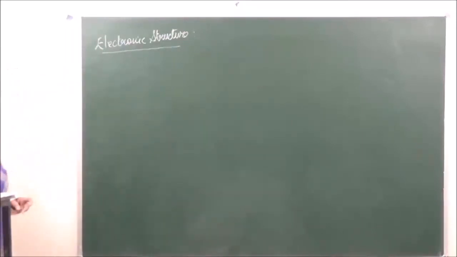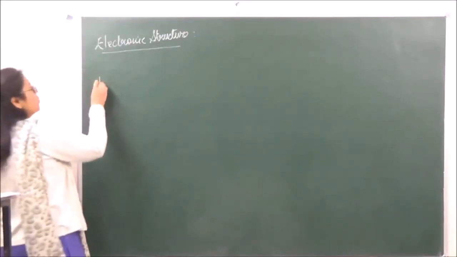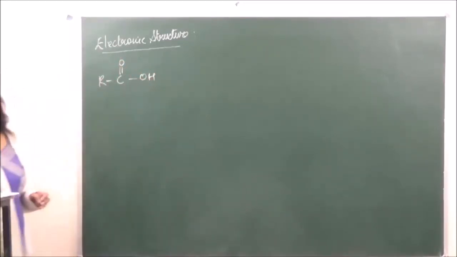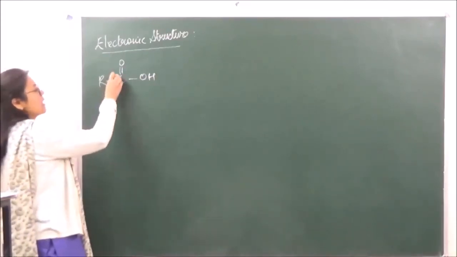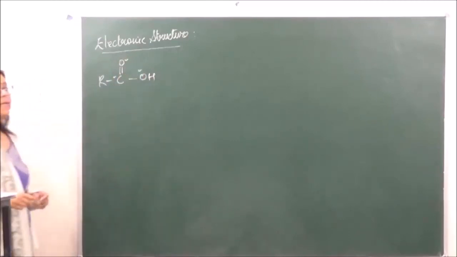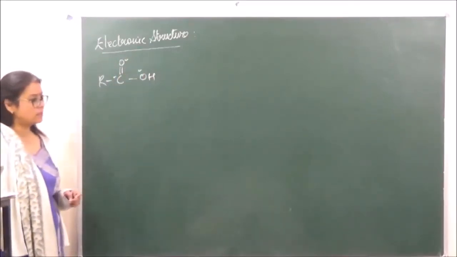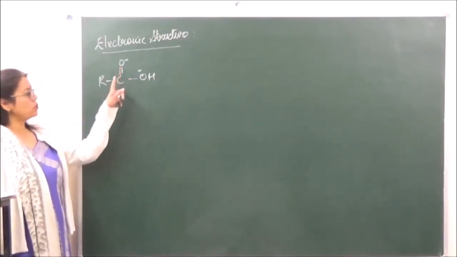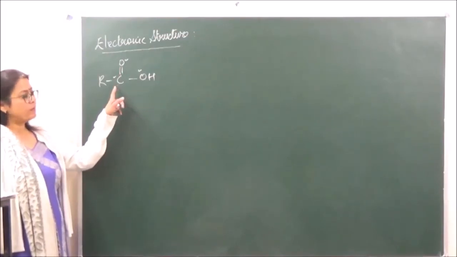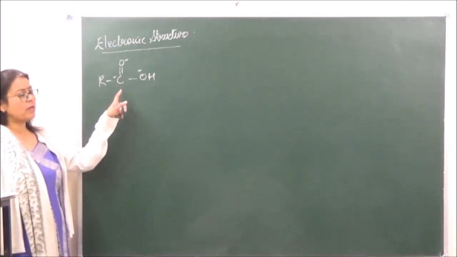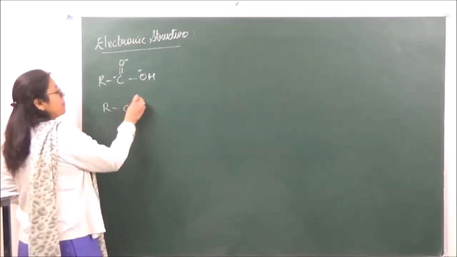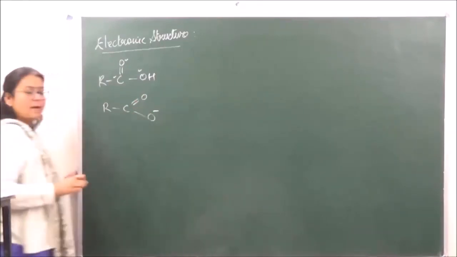Electronic structure of carboxylic group. You know that the carboxylic group generally has this kind of structure. Over here the carbon atom and the two oxygen atoms are going to be sp2 hybridized, right? Why? Because this carbon has a double bond with the oxygen, so obviously this is going to be sp2 hybridized. When we are looking at the resonating structure of the carboxylate ion, this is the carboxylate ion.